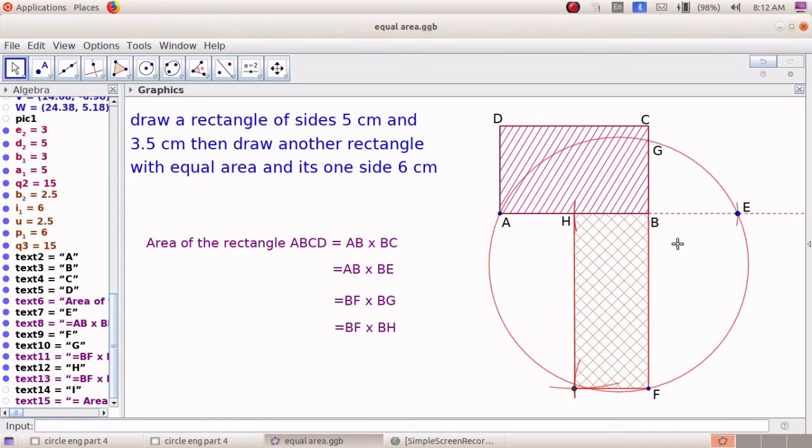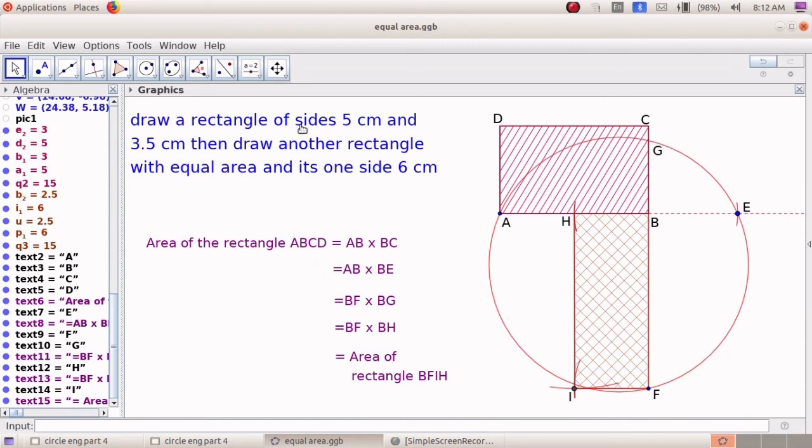BF into BH is the length into breadth of the second rectangle. And so that is the area of this rectangle. Let us name the last vertex I. And so this BF into BH will be the area of the rectangle BFIH. And so we have proved the area of rectangle ABCD, or we have drawn another rectangle with one side 6 centimeter. Its area is the same as that of the given rectangle.